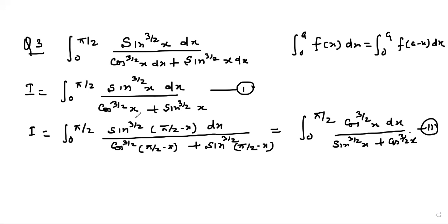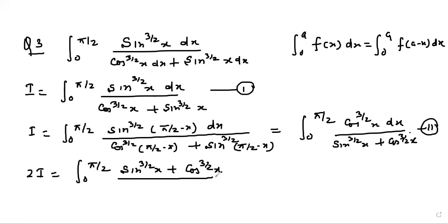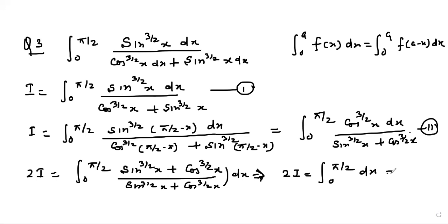Now, the denominators of equation 1 and 2 are equal, so we can add directly. So it will become 2I equal to integration from 0 to pi by 2 of (sin 3 by 2 x plus cos 3 by 2 x) divided by (sin 3 by 2 x plus cos 3 by 2 x) dx, which is equal to 2I equals integration from 0 to pi by 2 of dx, which will give x limits 0 to pi by 2, or 2I equal to pi by 2, which implies I equal to pi by 4.